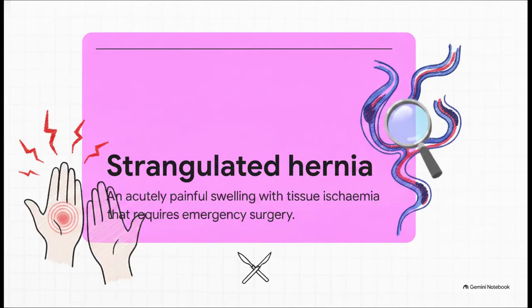So you might be wondering, why are these hands-on skills such a massive deal? Well, because mixing up a simple, reducible hernia with a life-threatening, strangulated one can literally have fatal consequences for your patient. A strangulated hernia presents as an acutely painful swelling with actual tissue ischemia, and it needs emergency surgery, STAT. Your hands and your eyes are the very first line of defense.